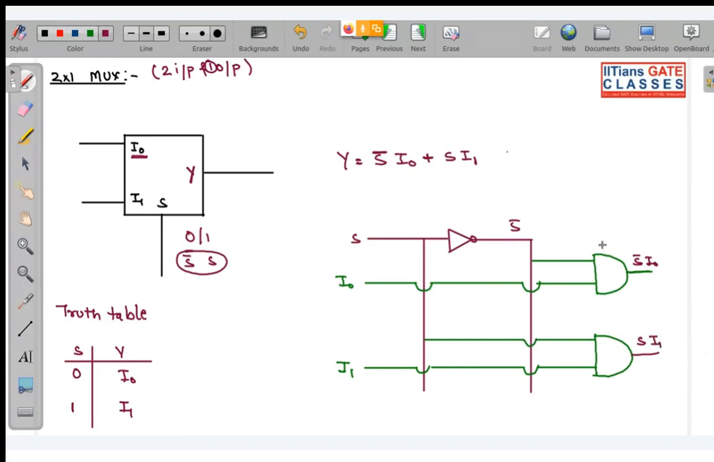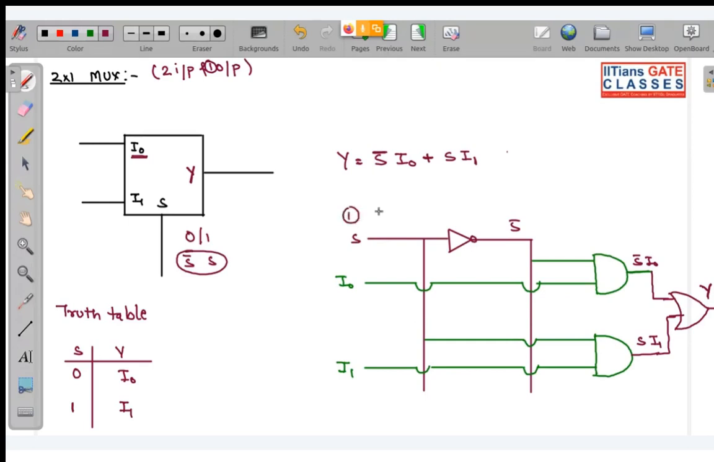Now this needs to be passed through an OR gate. So this will be what? This will be your Y. So this is your circuit diagram for a 2 cross 1 mux. Okay. Now depending on the selection line, basically which of the inputs will be selected. Assume if S is 1.